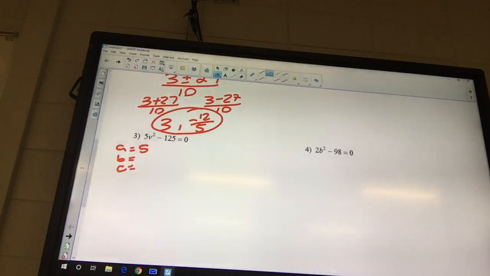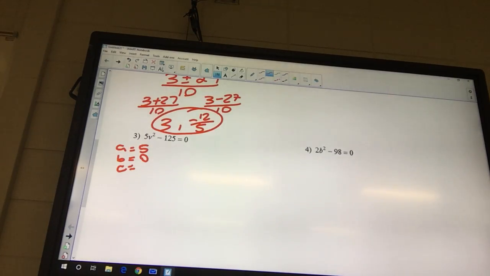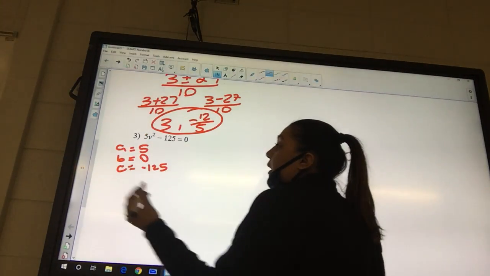See how it has an x squared? The number in front of it is A, so 5. Where's the x, or just one single x? There isn't. So it's a 0. B is 0. C is always the number with no letter, okay? And so C is going to be negative 125.